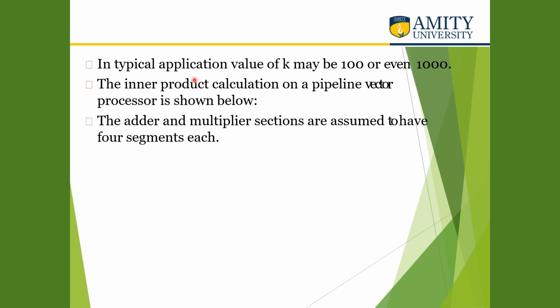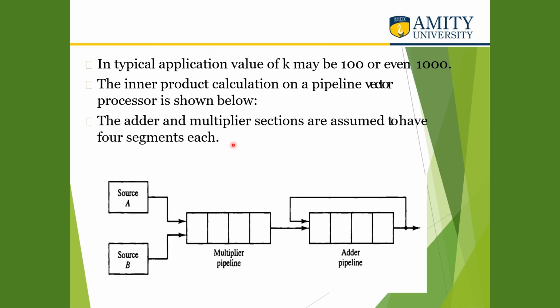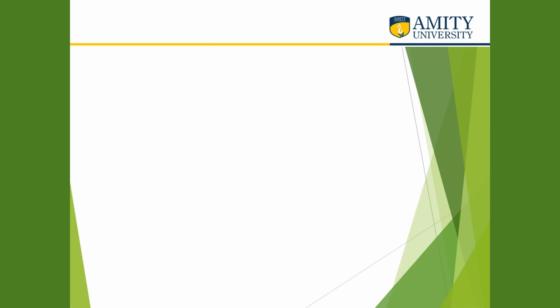So basically what we discussed previously is that matrix operations require a lot of multiplication and addition operations together, which would take normal processing a huge amount of time. In parallel processing, we have sources A and B, and the values of A and B go into the multiplier. We multiply the values in the pipeline and then we add. These are pipeline segments: 4 segments of the multiplier and then 4 segments of the adder.